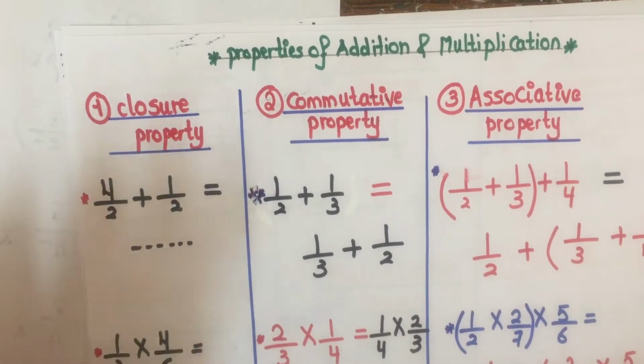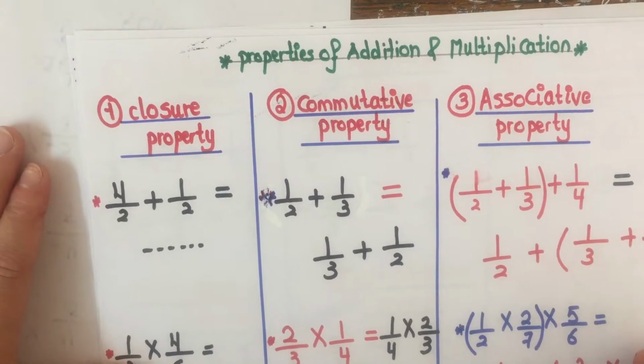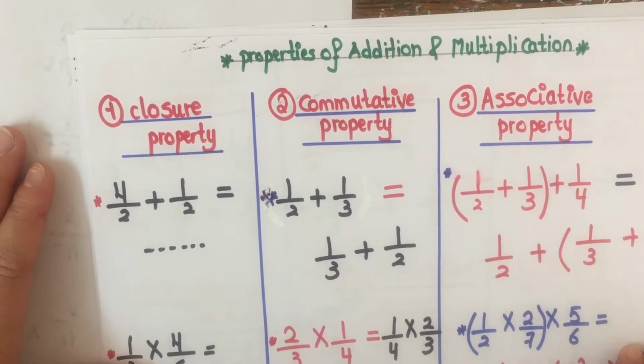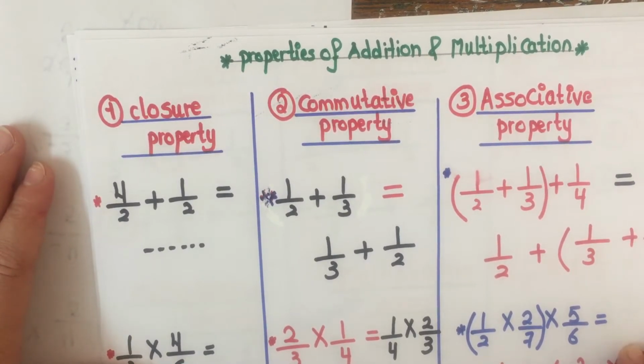Okay, let's continue the properties of addition and multiplication. We have 6 properties of addition and multiplication, part 1.